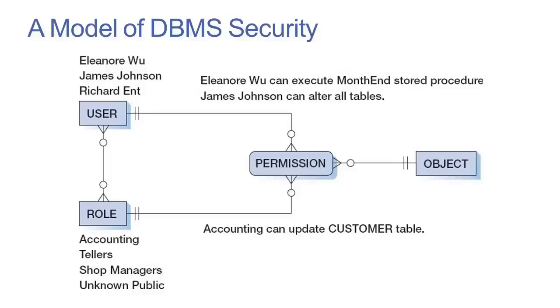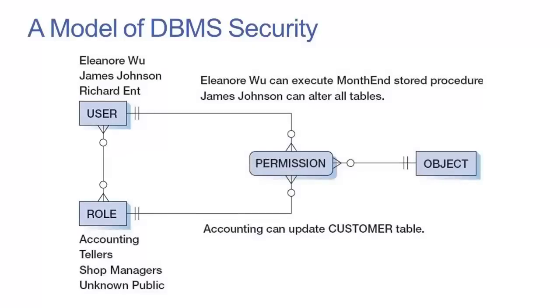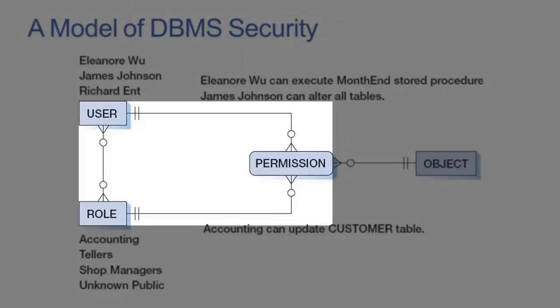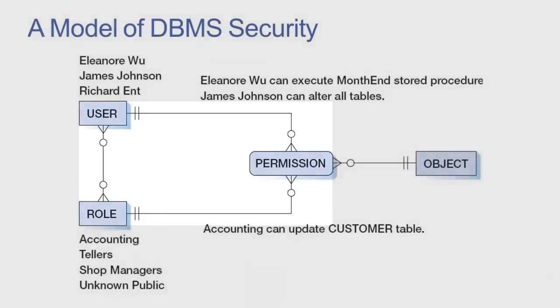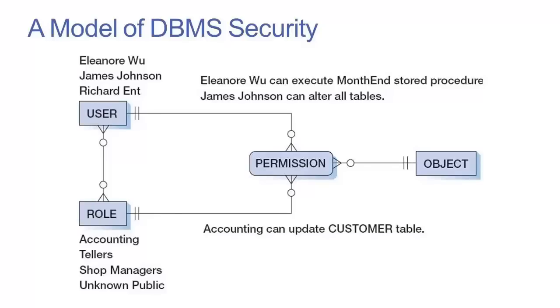In this diagram, we're using the set of symbols that we learned about in entity relationship modeling to illustrate the database security model. Beginning on the left and working toward the right, we can see that a user can have 0 to many roles, while a role can have 0 to many users. Both users and roles are assigned permissions, which are associated with different objects in the database. So a user can have 0 to many permissions, a role can have 0 to many permissions, and an object might have 0 to many permissions associated with it.